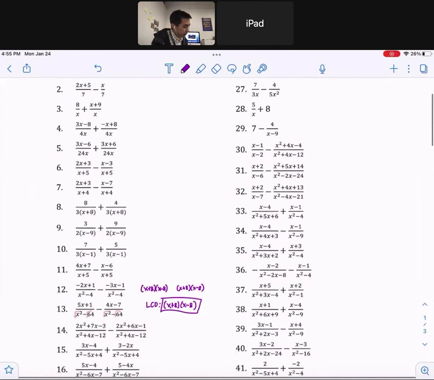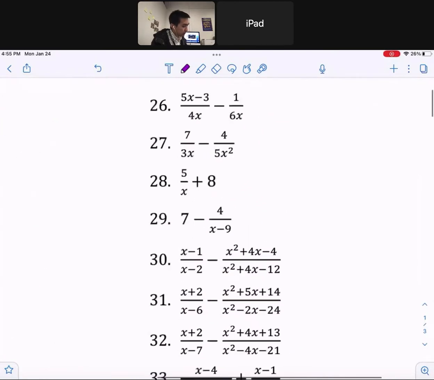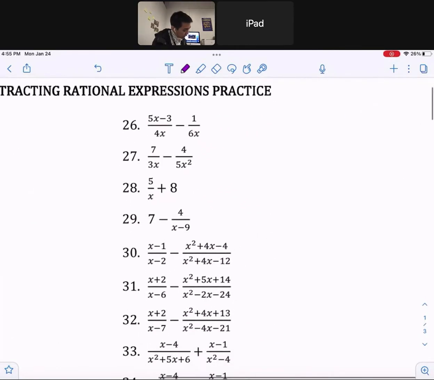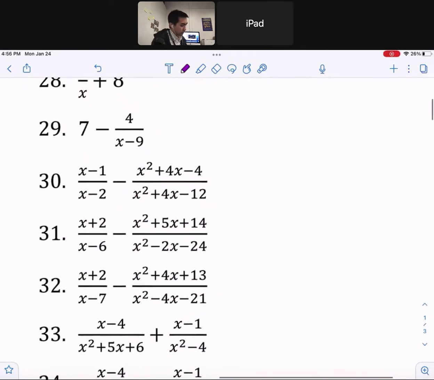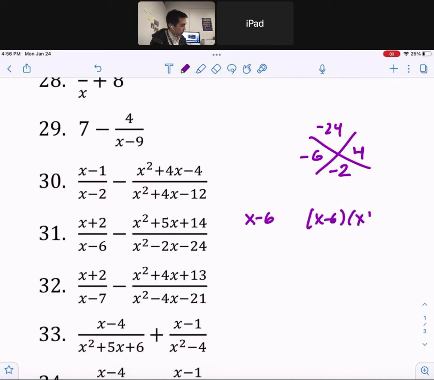Let's look for more interesting odd problems. I think 27's fine. 29's fine. Okay, 31. Now you do have to factor this. So we're comparing x minus 6. Let's do the x method for that: the two things that multiply to negative 24, but when added together give you negative 2. That's negative 6 and 4. So we're going to have x minus 6 and x plus 4.